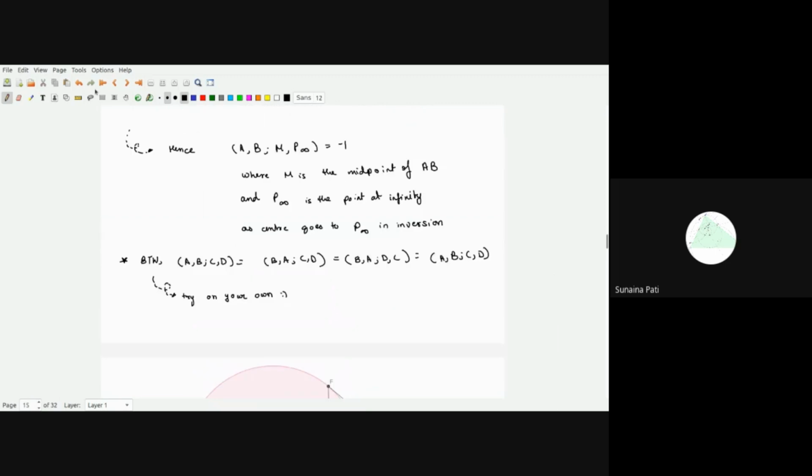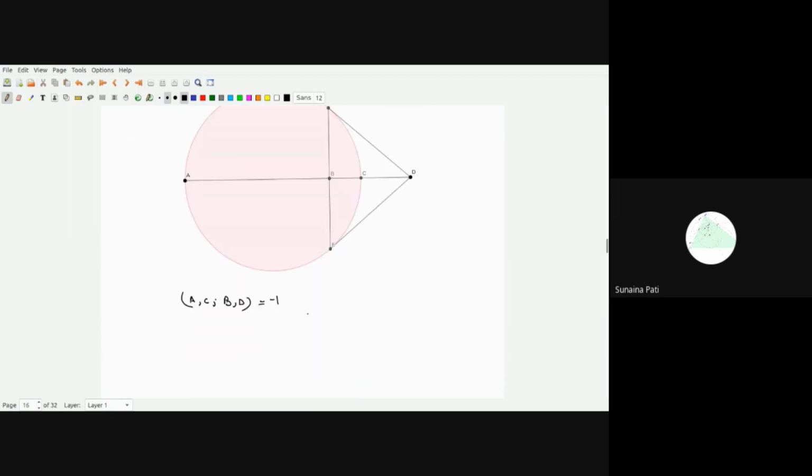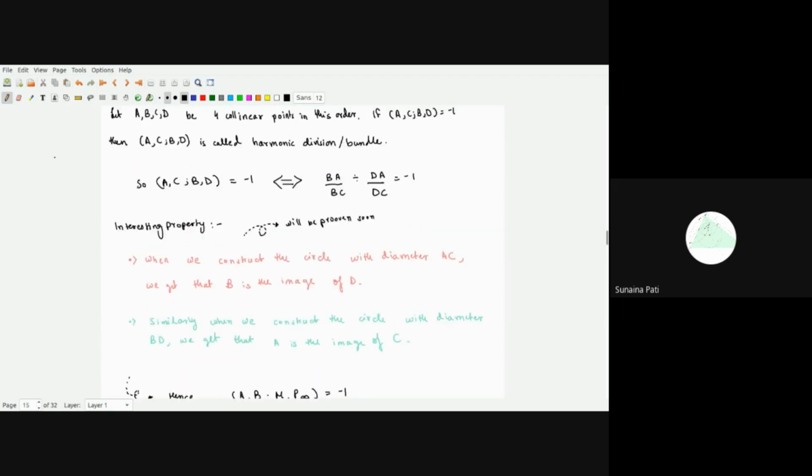Also, here's a very cool fact: the cross ratios of these are all -1, the same. You can try it on your own after the class. That is it, I'll do till this. AB is the square of the radius. Yes, that's correct, Manush.